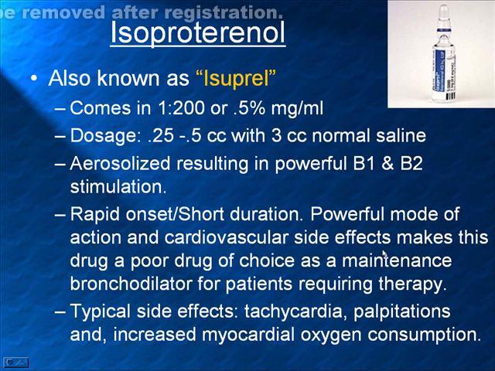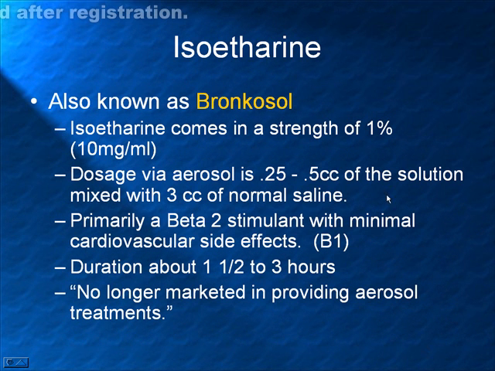So although it's a very powerful bronchodilator, its ability as an effective bronchodilator is limited because of the side effects associated with Isoproterenol. Our next beta adrenergic drug is Isoetharine, also known as Bronchosol, and Isoetharine comes in a strength of 1%, 10 milligrams per milliliter, and the dosage is usually 0.25 to 0.5 cc's of solution, again mixed with 3 cc's of normal saline. It's primarily a beta 2 stimulant with minimal cardiovascular side effects, beta 1. Its duration is only about 1.5 to 3 hours.